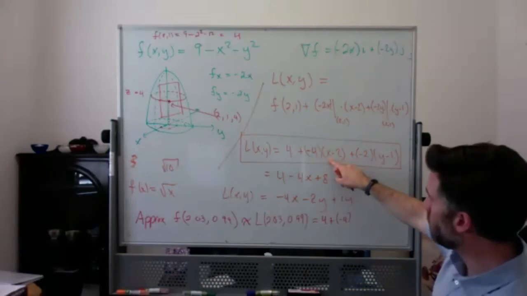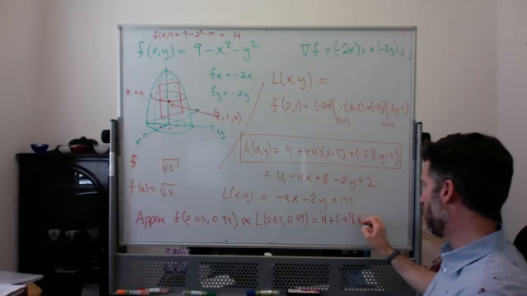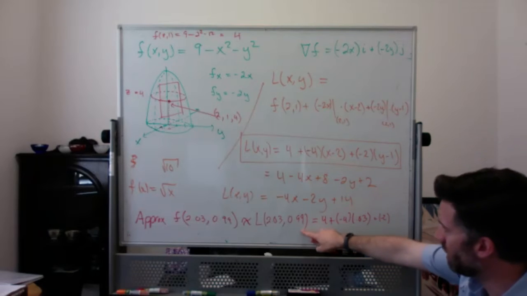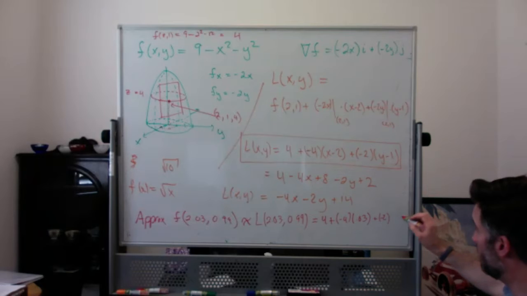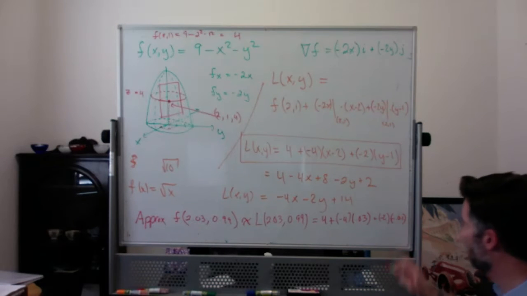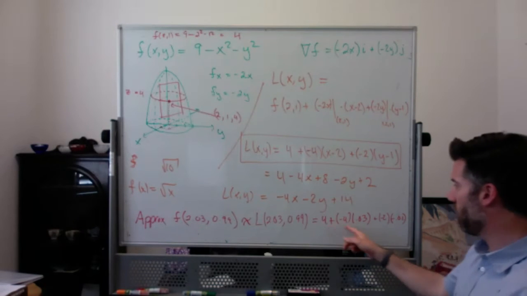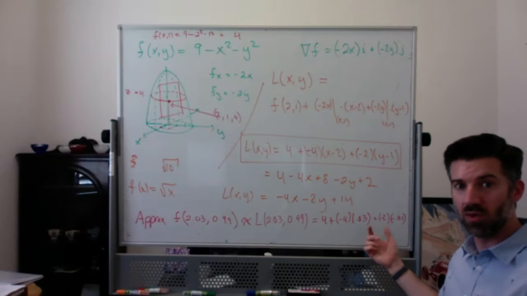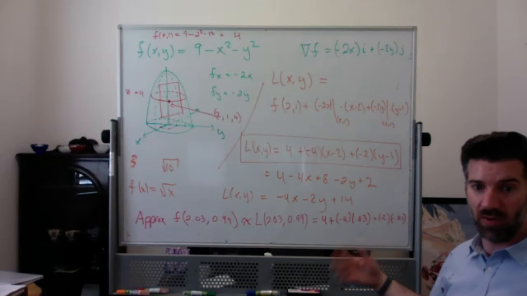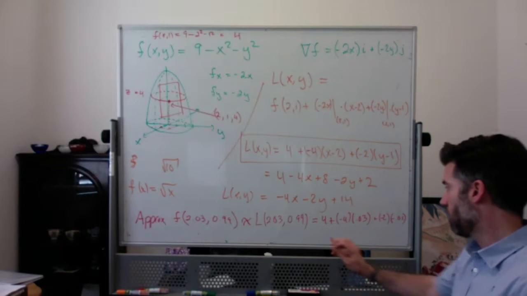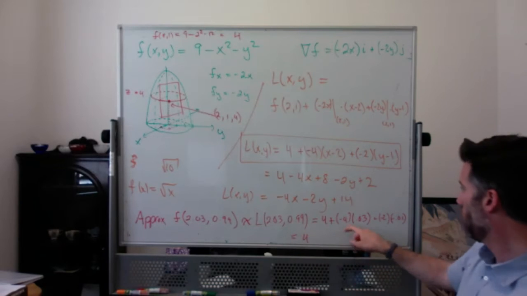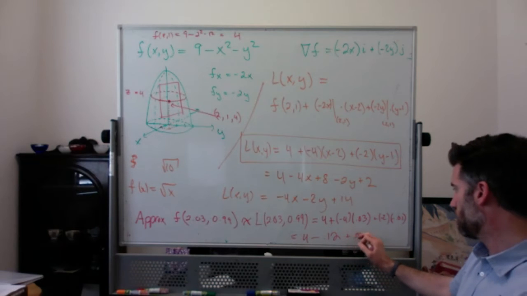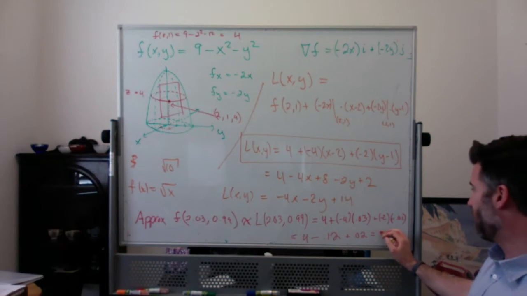I'm going to get 4 plus negative 4 times 2.03 minus 2, which is just 0.03. And negative 2 times 0.99 minus 1 is just negative 0.01. So you can kind of see how each of the different slopes in the x direction and the y direction are contributing to how much error there is or how much we're off by. So I end up with 4 minus 0.12 plus 0.02. So I end up with, I think, 3.9.